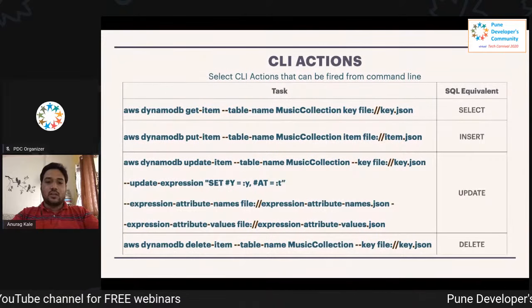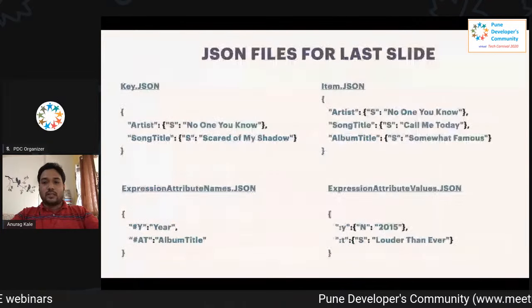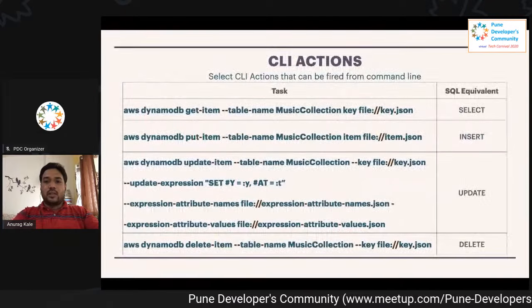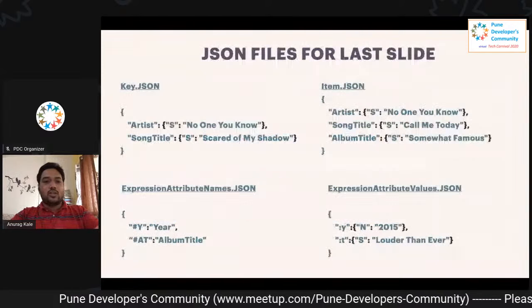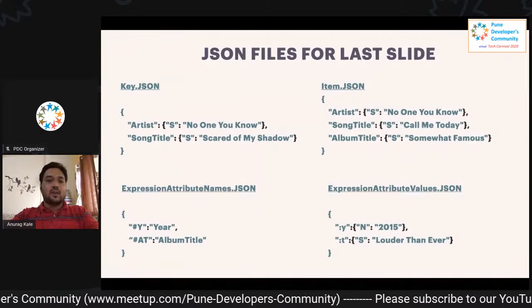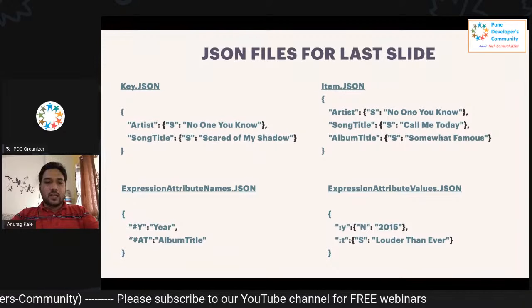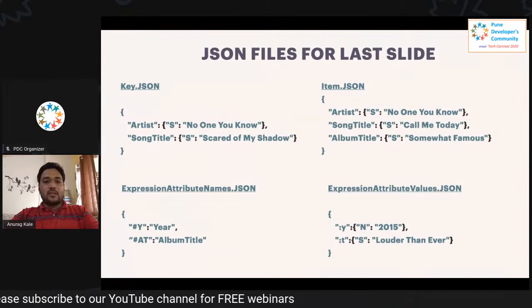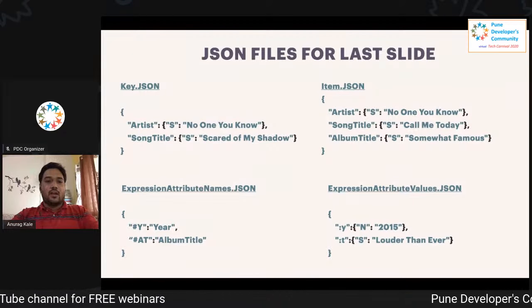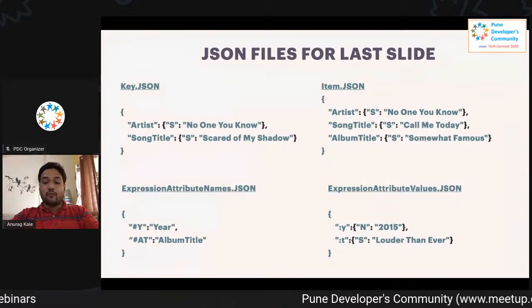We will see in a moment. I'm going to go to the next screen. Now you see that for the select, I have mentioned key.json. In key.json, I have defined this JSON wherein I have two attributes, an artist and a song. I have defined their type as string, and each has some value.